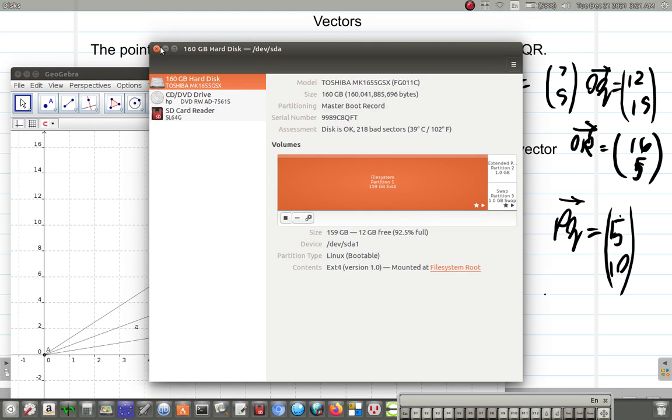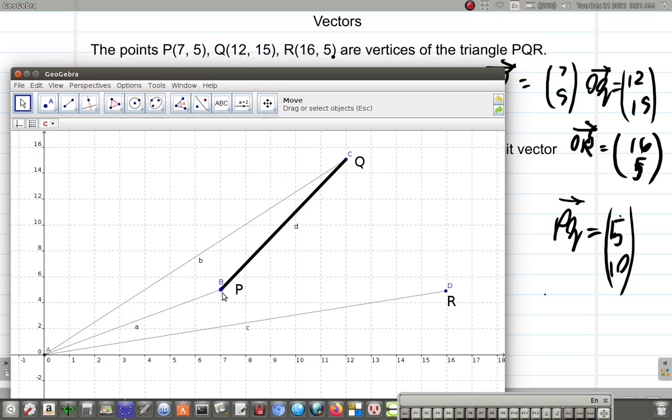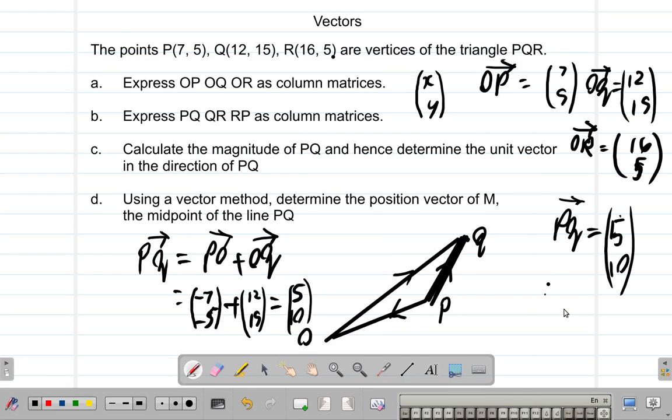That's this opening up here. I don't want this. Alright, notice if you go from P to Q, it's the same as going across 1, 2, 3, 4, 5 units to the right, and then from 5 up to 15 is 10. 1, 2, 3, 4, 5, 6, 7, 8, 9, 10. So you could have just used the graph which you plotted to get the 5, 10. Alright?